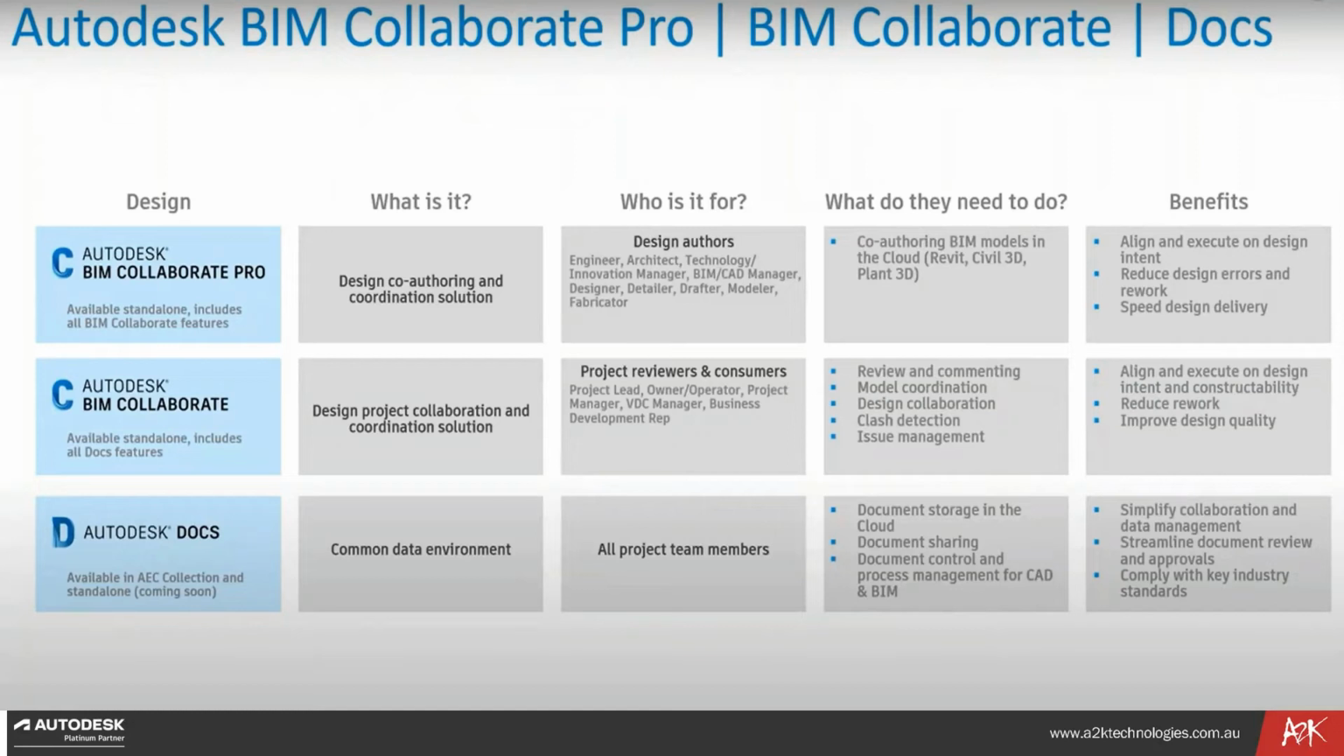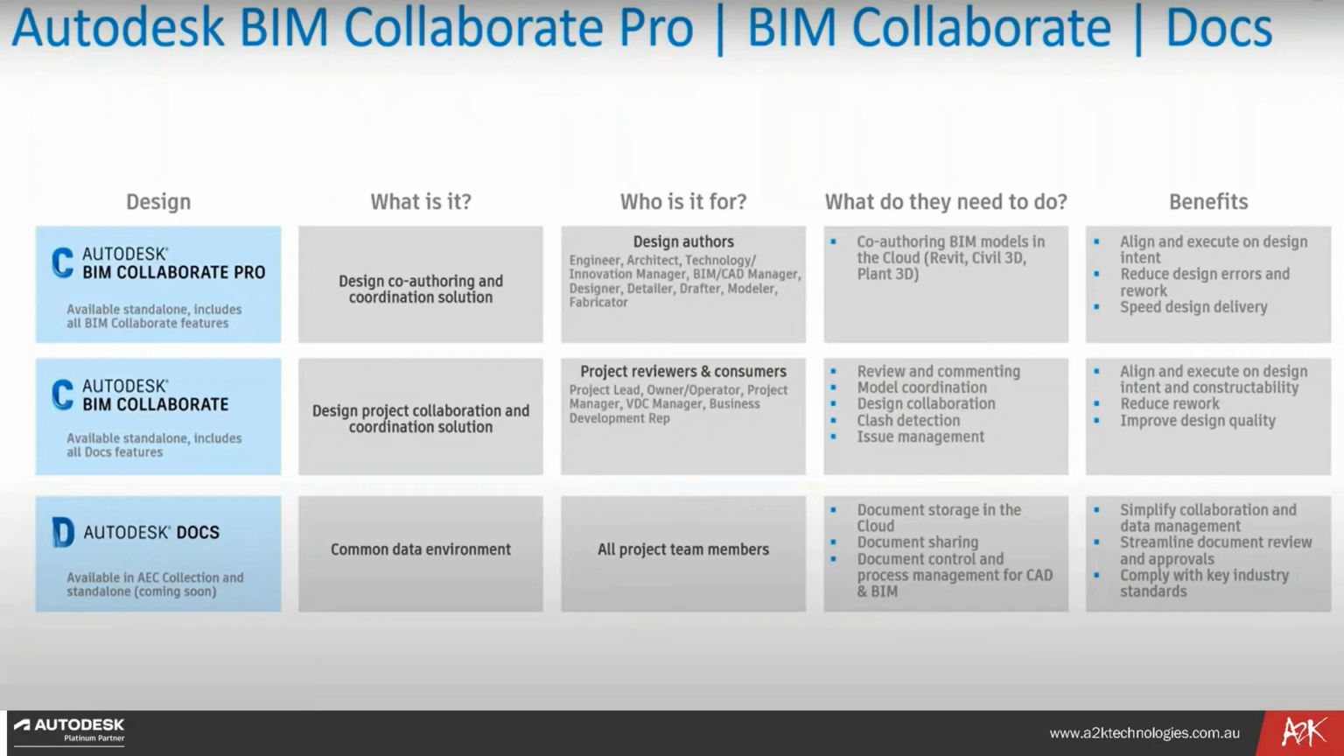And then the top line, what is BIM Collaborate Pro? So with a BIM Collaborate Pro license, you get everything that you get with BIM Collaborate, but it is more for design authors, because the additional thing you get with BIM Collaborate Pro is the co-authoring and work sharing, live work sharing through Revit. So that's mainly designed at the BIM and CAD managers, designers and detail drafters that are actually in Revit modeling. They would require a license of BIM Collaborate Pro to access that co-authoring and that Revit cloud work sharing workflow.